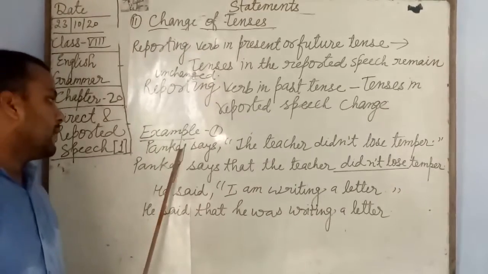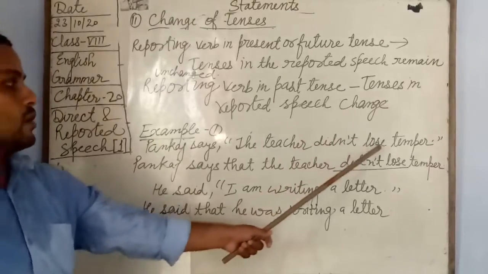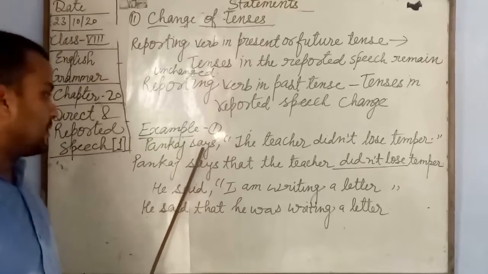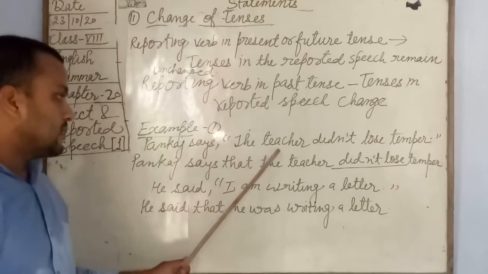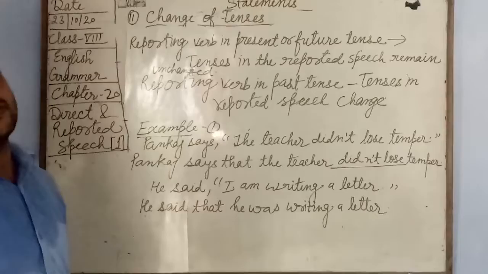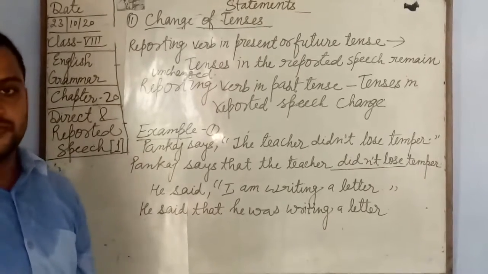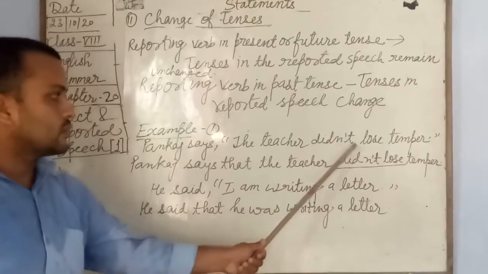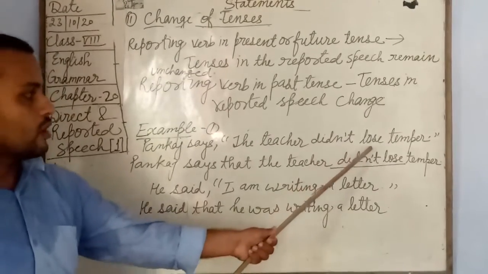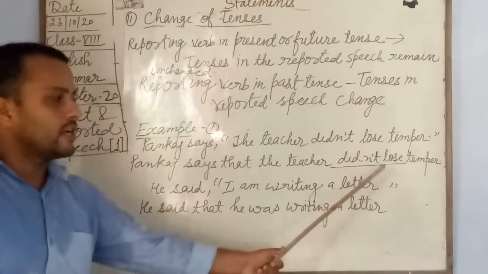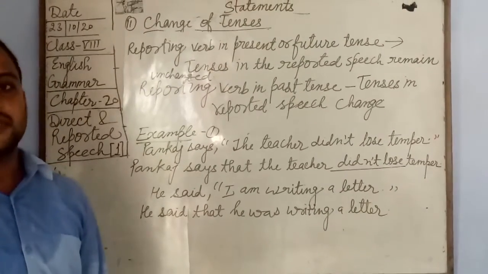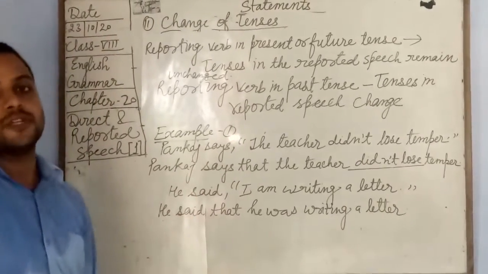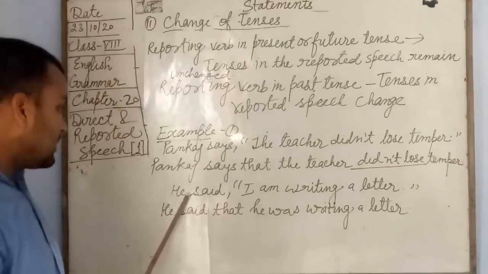Now see the example. Pankaj says the teacher did not lose temper. Pankaj says, the reporting verb is in present tense, says. That's why the tense of reported speech will never be changed. Pankaj says that the teacher did not lose temper. Here in direct speech did not lose, and in indirect also did not lose. It will never be changed when the reporting verb is in present or future tense. Clear?